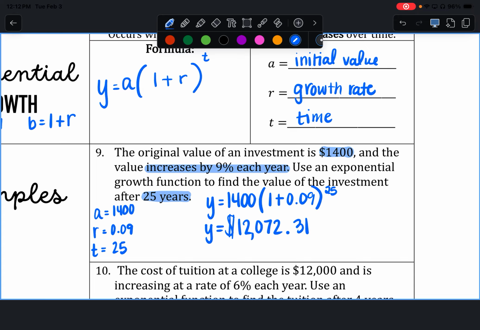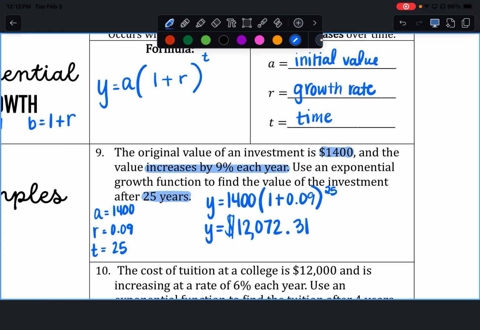Yep. All right, now we're going to look at question 13. For question 13, the population of a small town is 1,600 and is increasing at a rate of 3% per year. Use an exponential function to find the population of the town after 10 years. So what is our A?